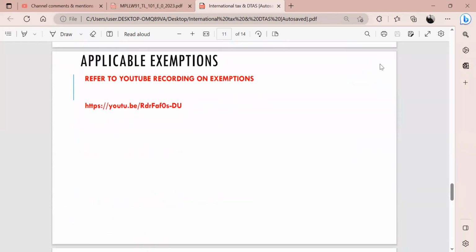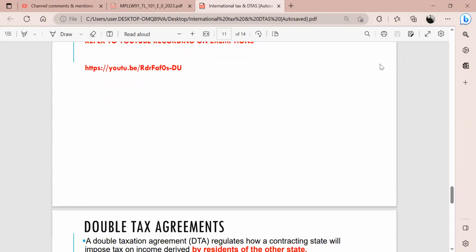Step number 4, we then establish the applicable exemptions. And in terms of the applicable exemptions, please refer to my YouTube recording on exemptions. I've put up a video where I covered the different types of exemptions that non-resident and resident taxpayers are subject to.